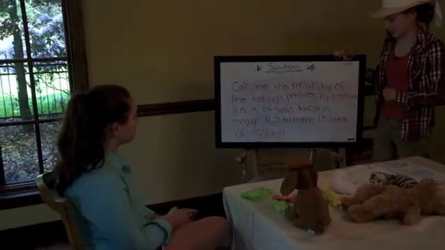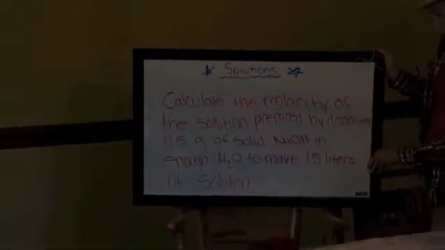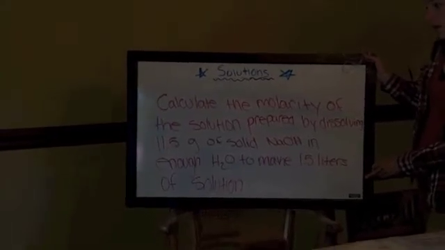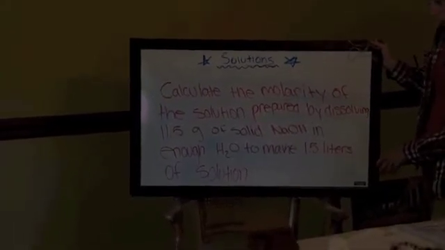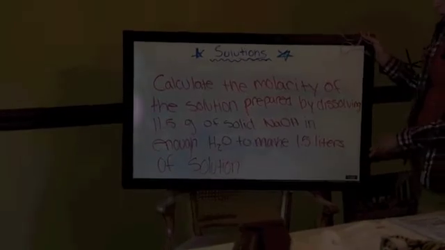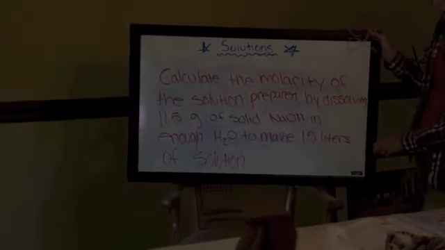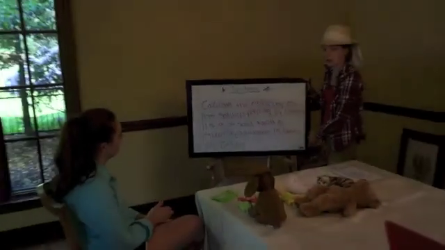Alrighty, now here's our example for molarity. Calculate the molarity of the solution prepared by dissolving 11.5 grams of solid NaOH in enough water to make 1.5 liters of solution. Now let's work it out together, class.